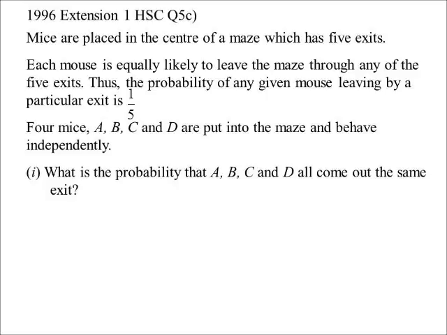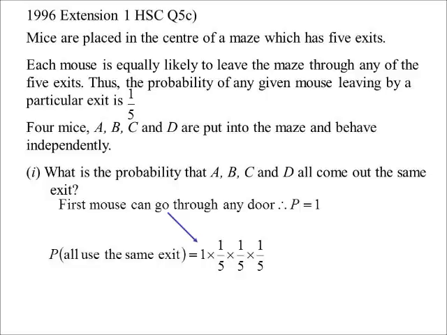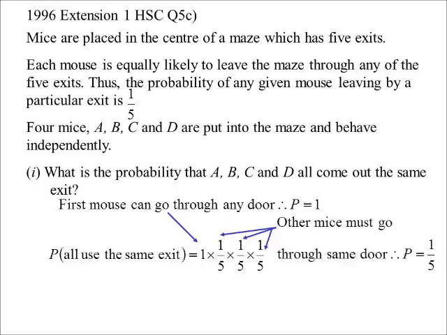Okay, so I'll look at each mouse independently. The first mouse has a probability of 1. Okay? It's just going to leave. It has 5 choices out of a possible 5 choices. 5 on 5 is 1. The next mouse, though, has a probability of 1 in 5. Yes, there are 5 choices, that goes on the bottom of the fraction, but on the top of the fraction, total number of ways it can leave, well, we want it to go through the same door. So it's got a 1 in 5 chance. And then so does the third mouse, and so does the fourth mouse. So all up, there's a 1 in 125 chance that they all go through the same door.